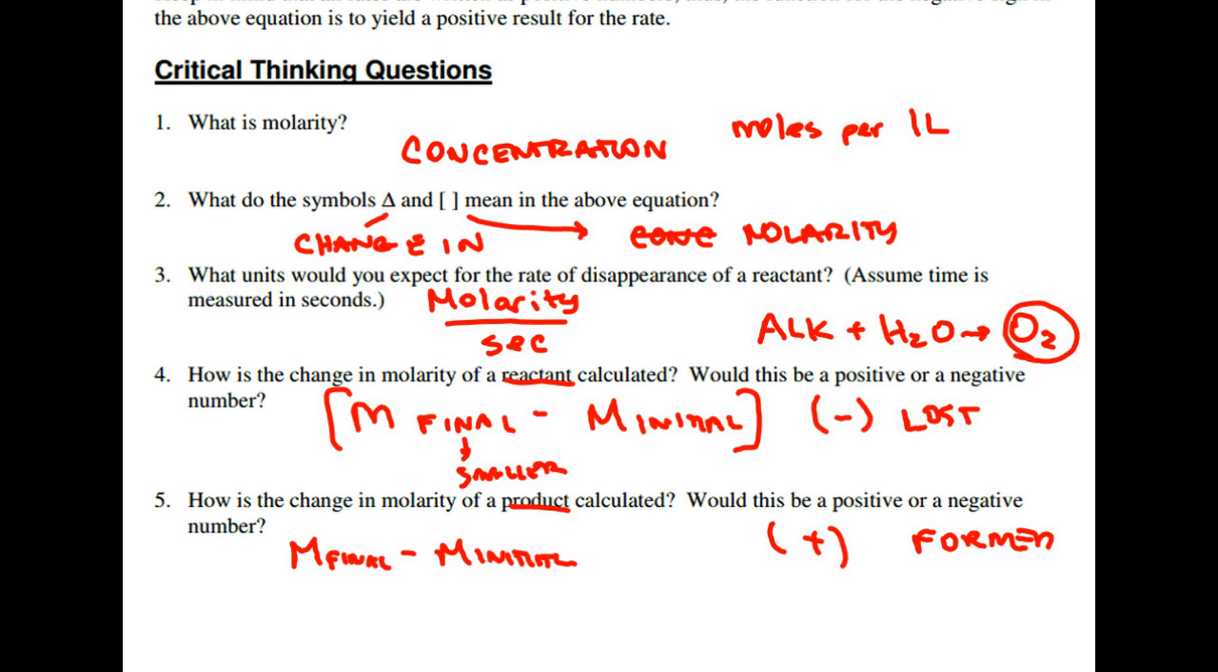And if that's the case for number 5, when it's talking about the products, we could think of it as the oxygen gas. In the beginning, or the M initial, it's a smaller amount, and in the final, it's a bigger amount. So if the final is a bigger amount than the initial, then in that case, this would be a positive number.